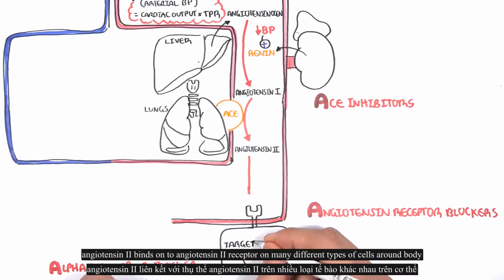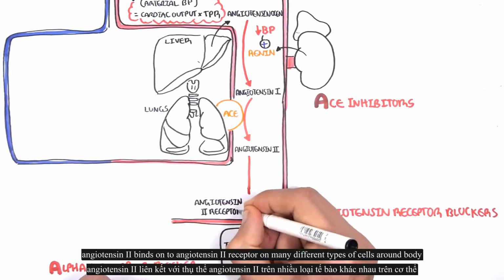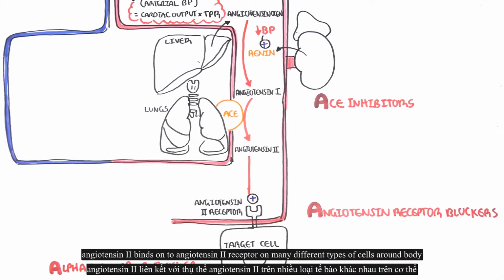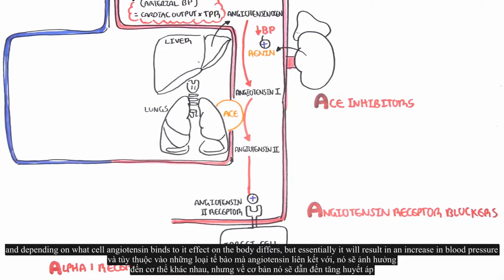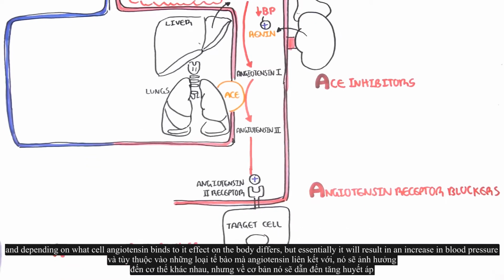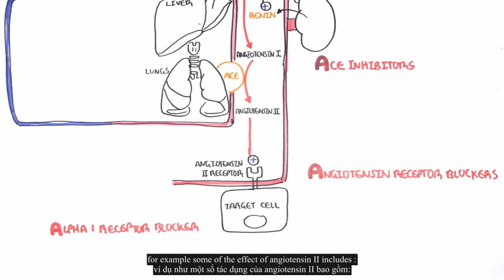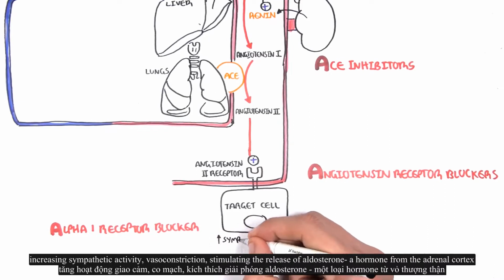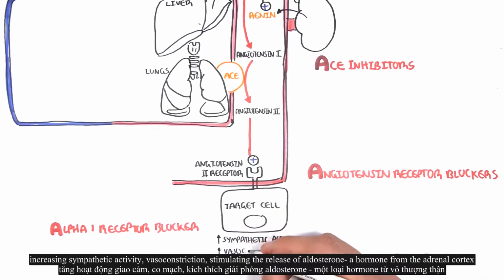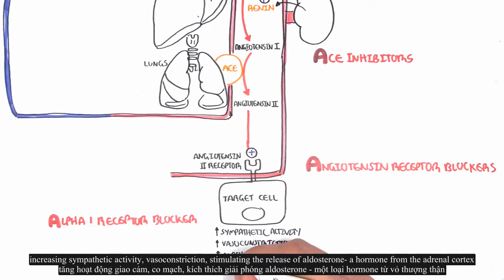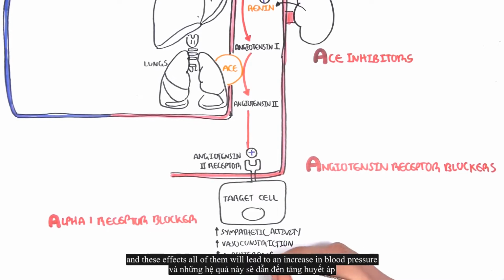Angiotensin 2 binds onto angiotensin 2 receptors on many different types of cells around our body. And depending on what cell angiotensin binds to, its effect on the body differs. But essentially, it will result in an increase in blood pressure. So, for example, some of the effects of angiotensin 2 include increasing sympathetic activity, vasoconstriction, and stimulating the release of aldosterone, a hormone from the adrenal cortex. And these effects, all of them, will lead to an increase in blood pressure.